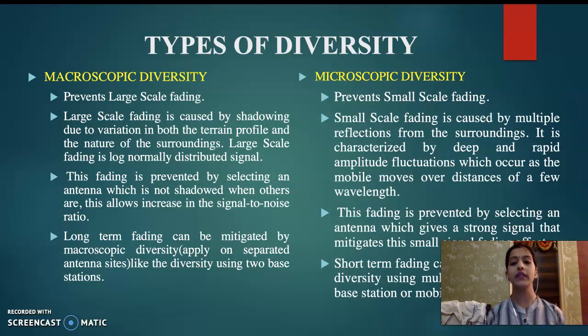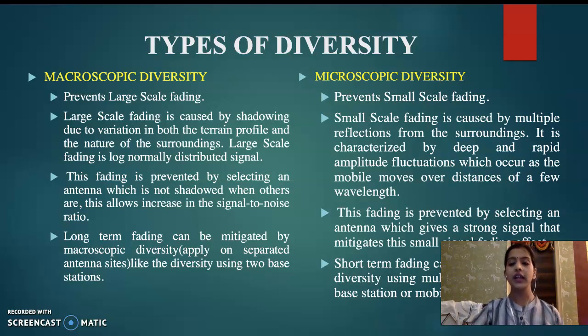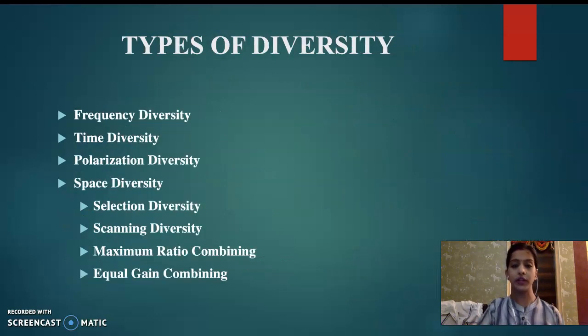In microscopic diversity, we can say that it can prevent small scale fading. Small scale fading is caused by multiple reflections from the surroundings. It is characterized by deep and rapid amplitude fluctuations which occur as the mobile moves over distances of a few wavelengths. This fading is prevented by selecting an antenna which gives a strong signal that mitigates these small signal fading effects. Short-term fading can be mitigated by diversity using multiple antennas on the base station or mobile unit.